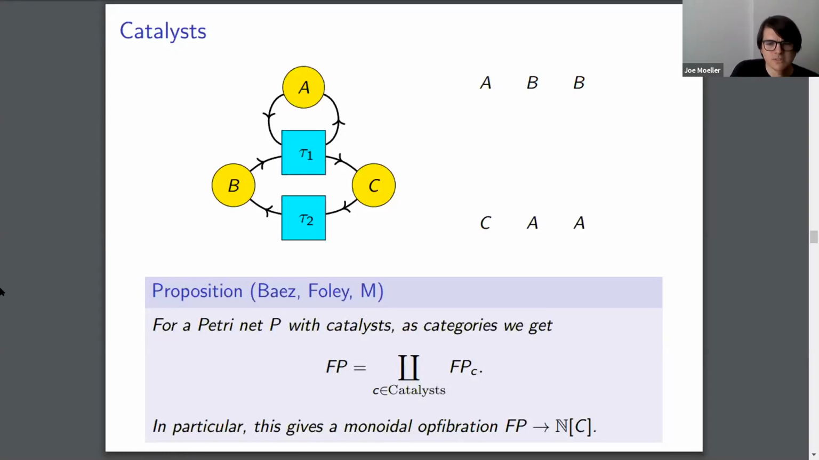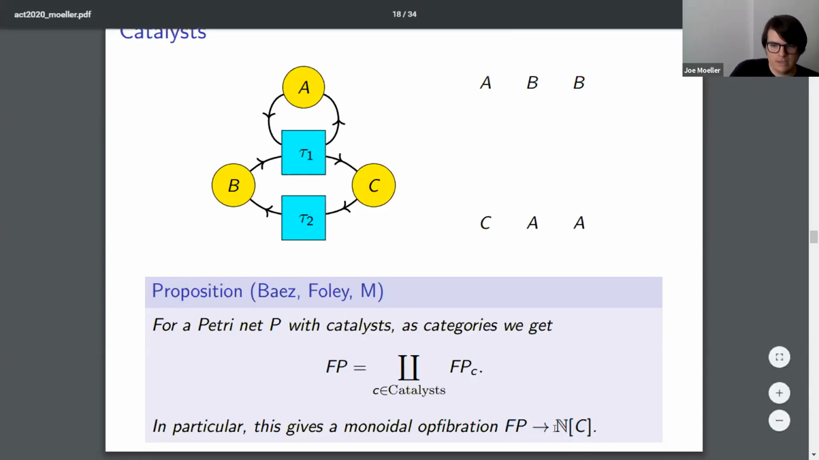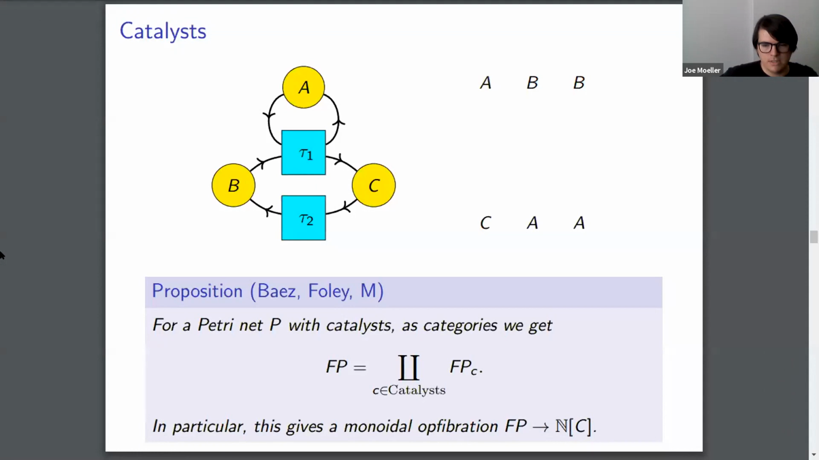And in particular, this is a monoidal fibration because we get this monoidal functor down to this category, which I haven't mentioned yet, but it's the free commutative monoid on the set of catalysts.